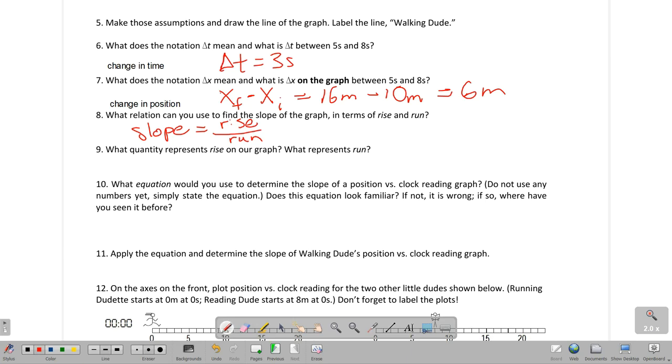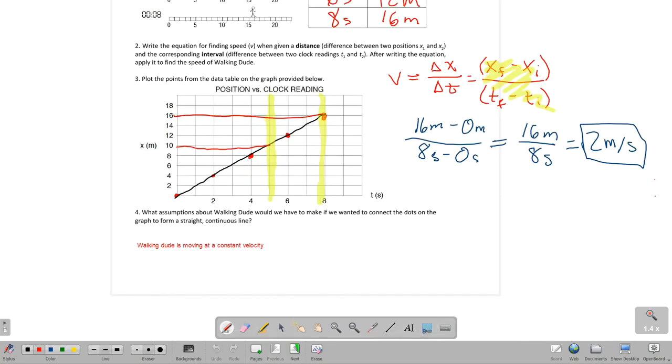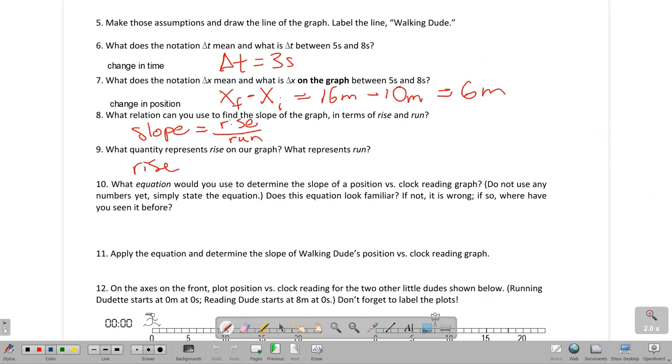Then number 9, what quantity represents rise on our graph? What represents run? If we go back and look at the last page real quick, the rise is talking about our y-axis. In this case, that would be the position. And then the run would be the time. So we'll go back over here. The rise is our position, which I'm just going to say POS, and the run is time.